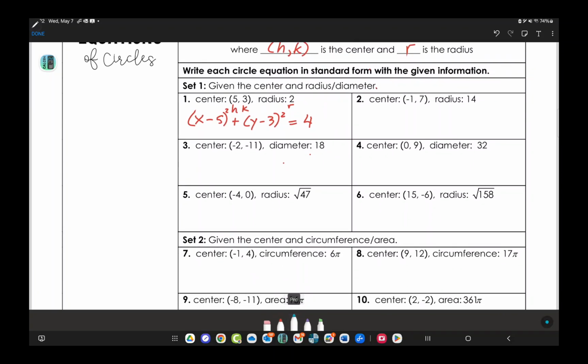All right. Now in some cases, they give us the diameter. So we know that the radius there is 9. And since r squared would then be 81, we have h and k. So we have x plus 2 squared plus y plus 11 squared is equal to 81.